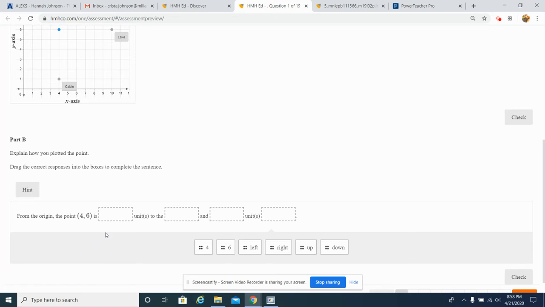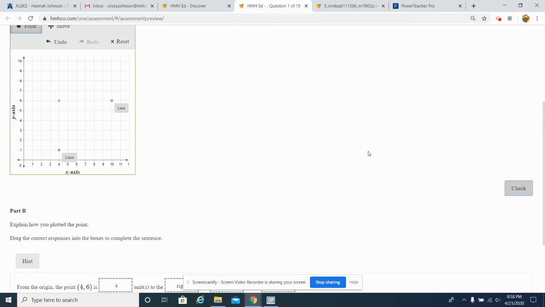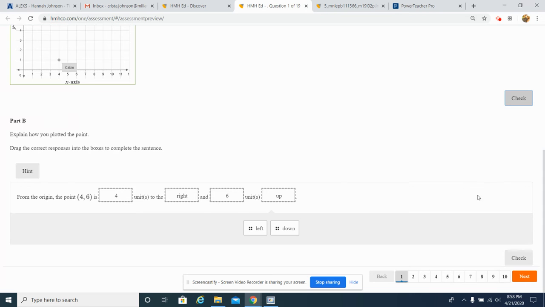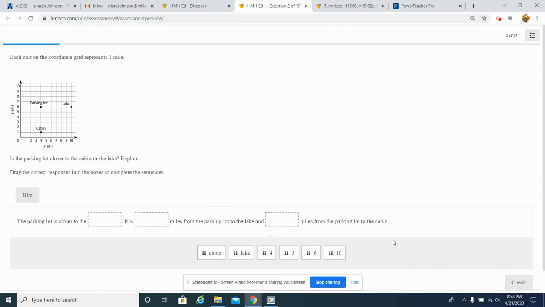So then it says, explain how you plotted the point. Well, from the origin, remember the origin, 0, 0. 4, 6 is blank units to the, so we're going to say 4 units to the right and 6 units up. Okay, and you can check that. We got it correct.